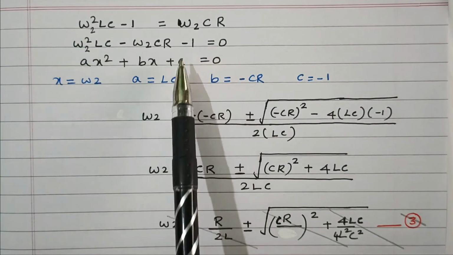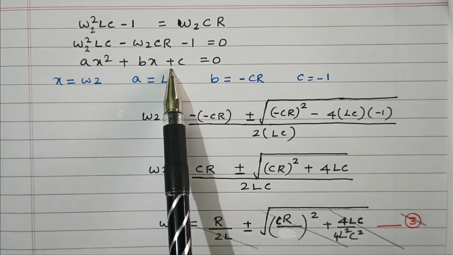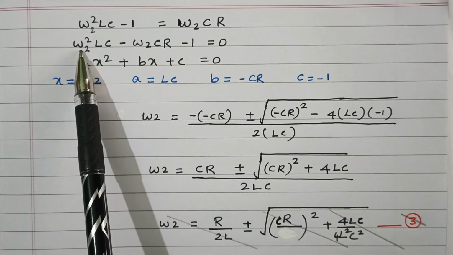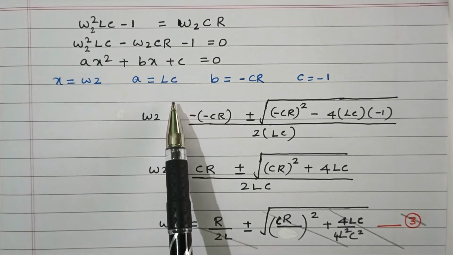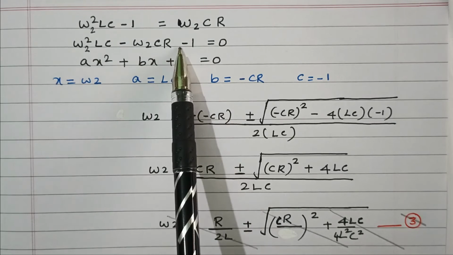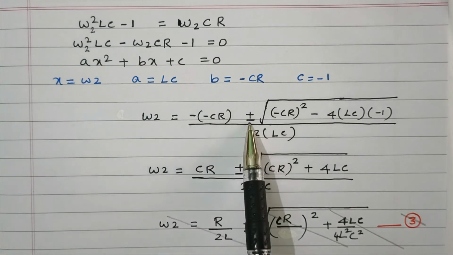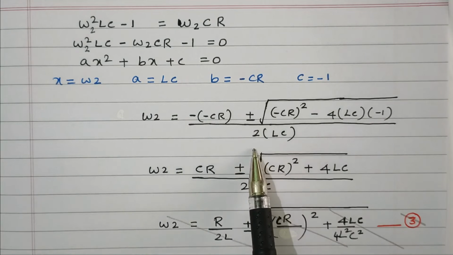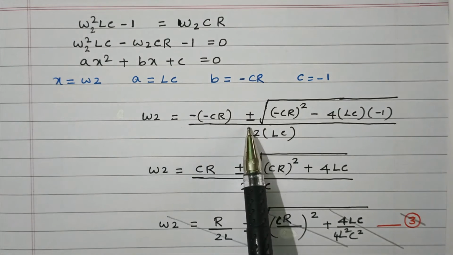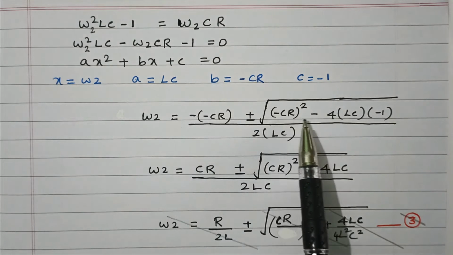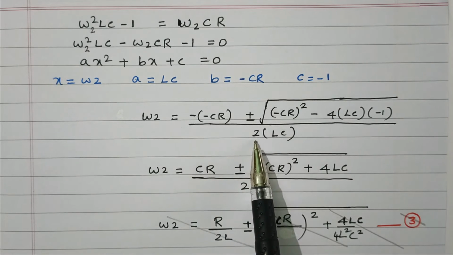So this is nothing but a quadratic equation. The standard quadratic equation is ax square plus bx plus c equals 0. Here x is nothing but omega 2. A is LC, B is minus CR, and C is minus 1. Now we can substitute the value: minus B plus or minus square root of B square minus 4AC, divided by 2A. So minus B is CR, plus or minus square root of minus CR square minus 4 into LC into minus 1, divided by 2A.